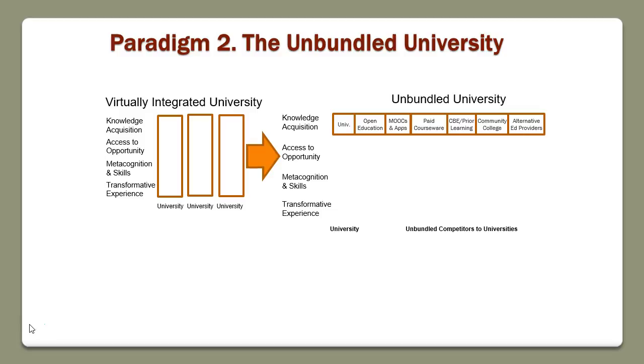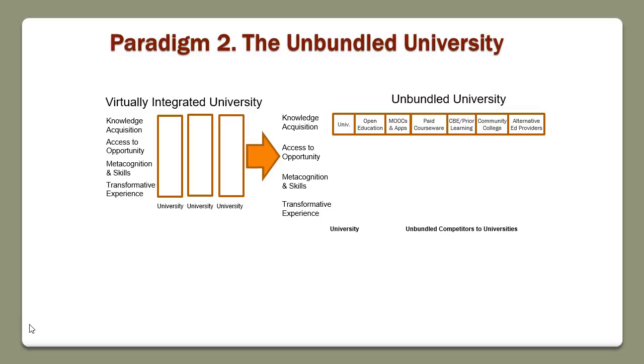Then you have MOOCs and apps. I think that MOOCs are interesting, and I think that they are unbundling part of the content equation, but for the most part, MOOCs, which stands for Massively Open Online Courses, are just a content component. So in many ways, they're like a multimedia book. And until they're rebundled, I think that they're not that valuable.